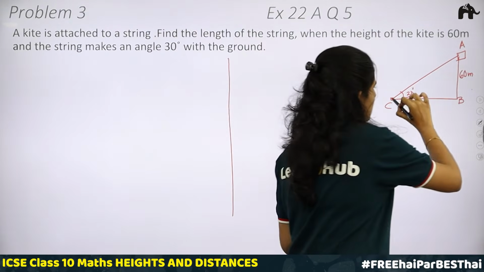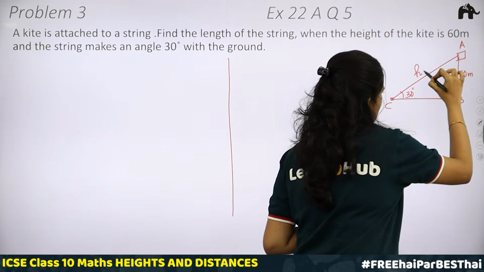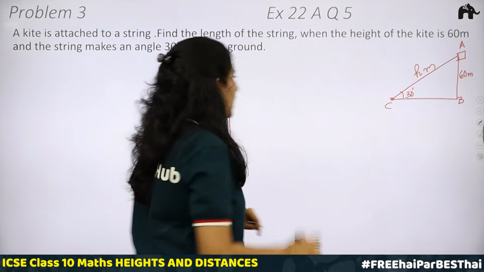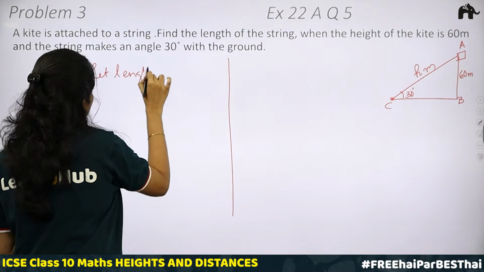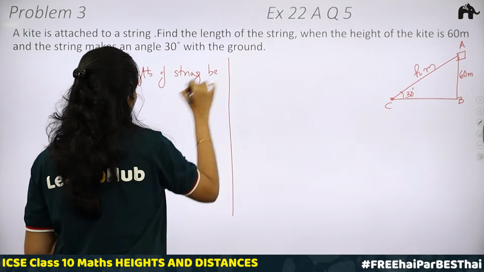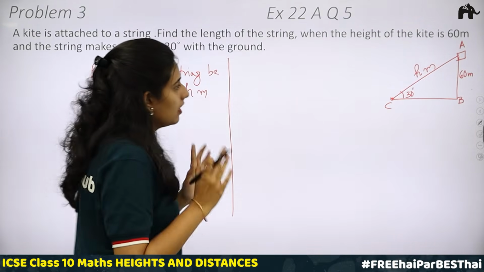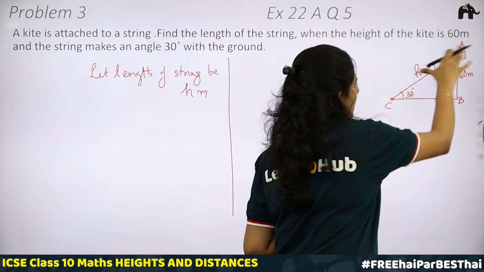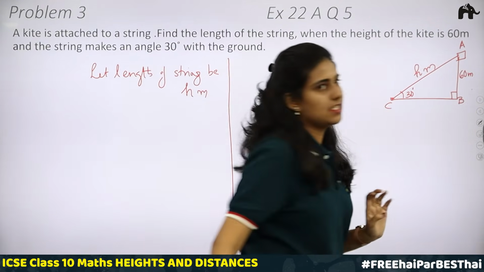We have to find the length of string. Length of string means it is this length. We'll take it as some h meters. Let length of string be h meters. Now, here h meters, this AC is the hypotenuse of right triangle ABC.